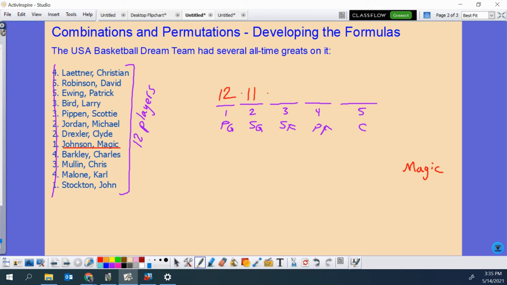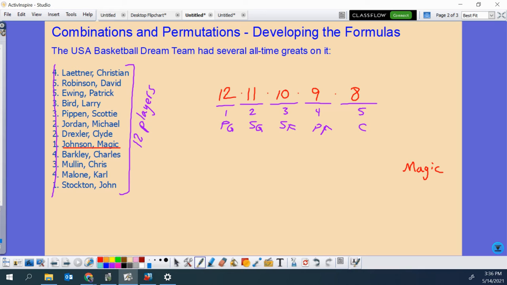If you didn't at the beginning, you have 10 choices left for the 3 spot. Once you've placed those 3 players, there's 9 left to choose from for the 4 spot. And then finally 8 left for the 5 spot. So the answer to that question, how many 5-person lineups are possible out of these 12 players if position matters, if putting them in different positions makes a difference, is 12 times 11 times 10 times 9 times 8.